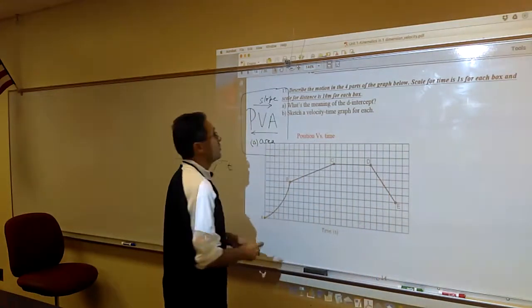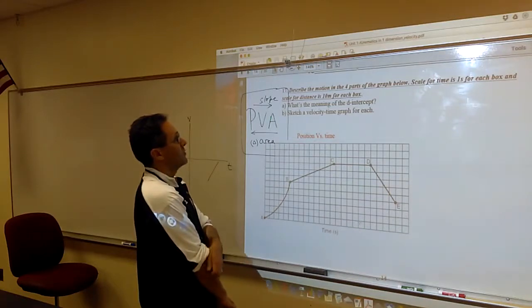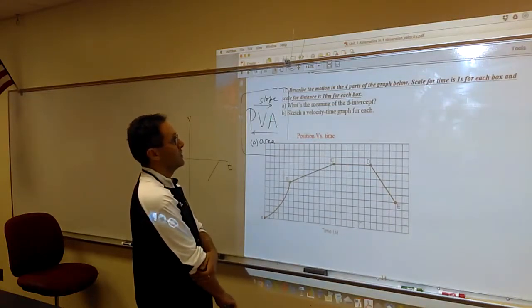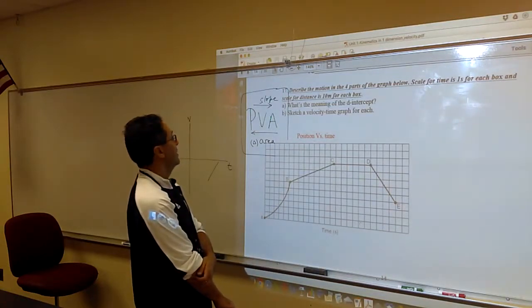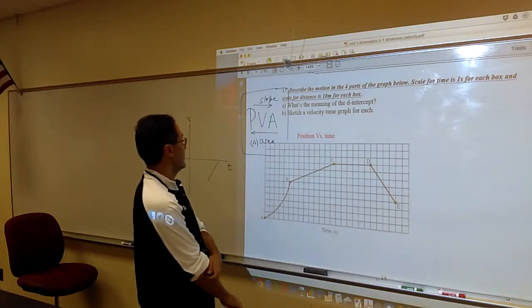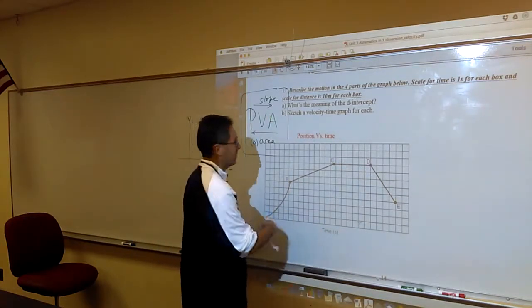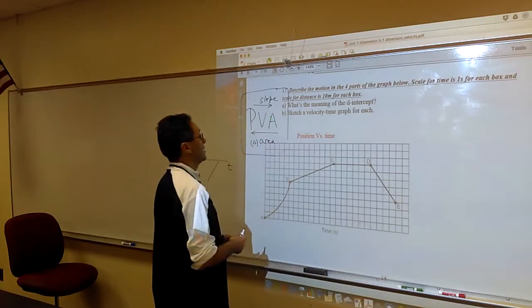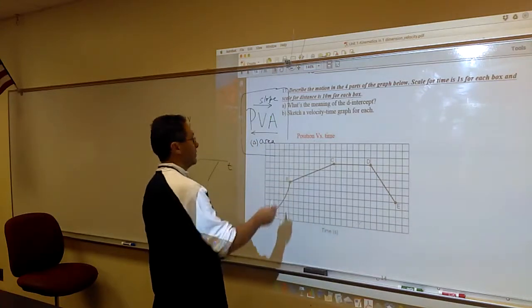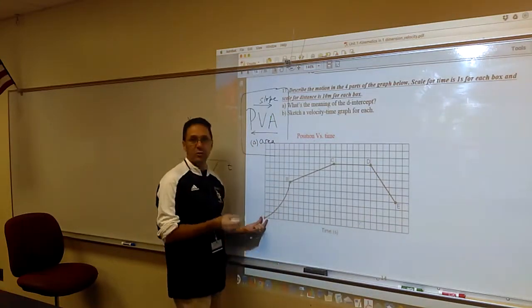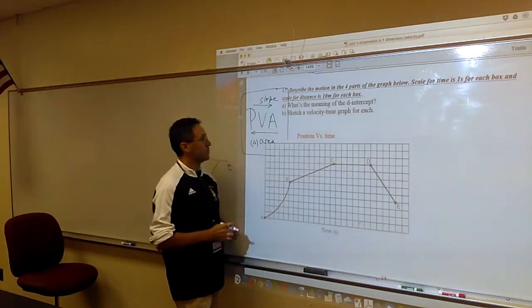Okay, describe the motion in the 4 parts of the graph below. The scale for time is 1 second for each box, and the scale for distance is 10 meters for each box. So 10 meters for each box here, and 1 second for each box here. What's the meaning of the d-intercept? Well, this just means that when the clock started, you were at the origin.